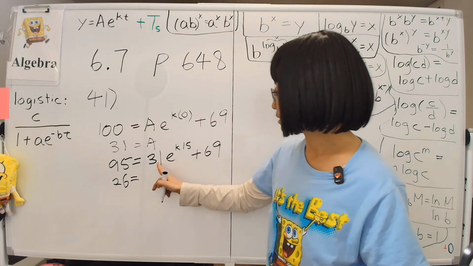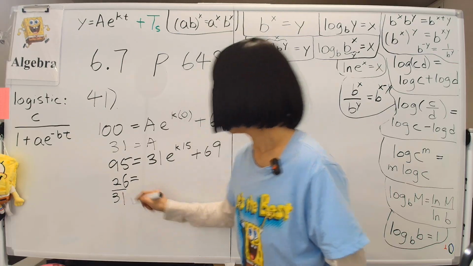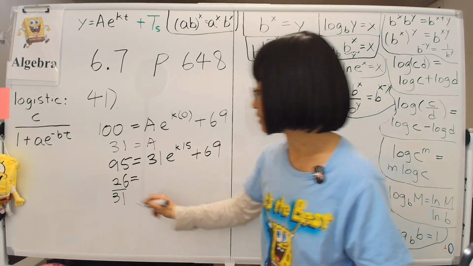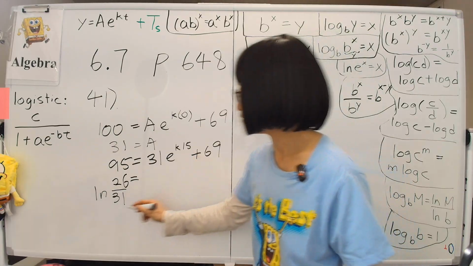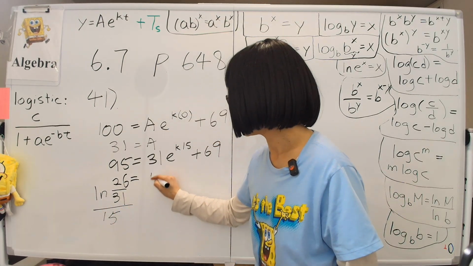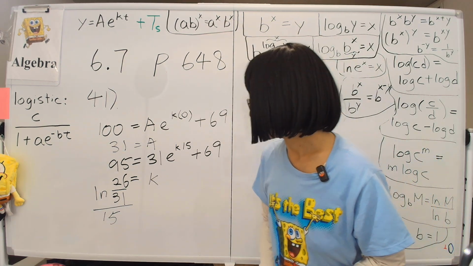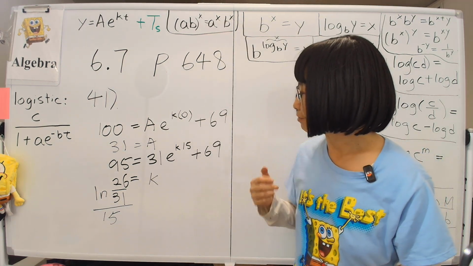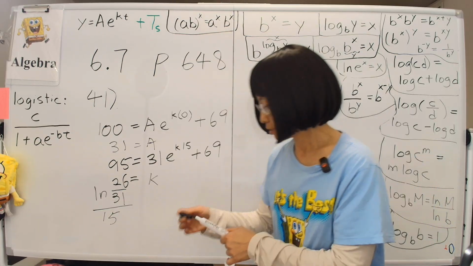And then next step, we're going to divide by the 31. So that's 31. Next step, we need to get rid of the e, so let's write down the natural log. And finally, we need to divide by 15. Divide by 15, and that will leave us with k, after we do all that stuff. So this is the value for k, which is good. And we can punch it out if we want right now.